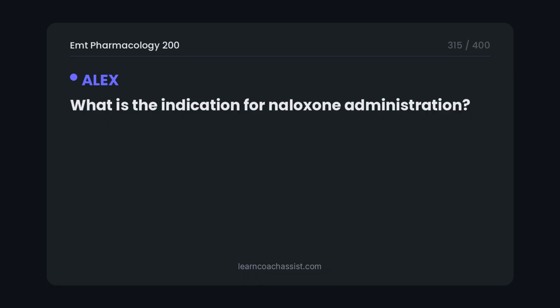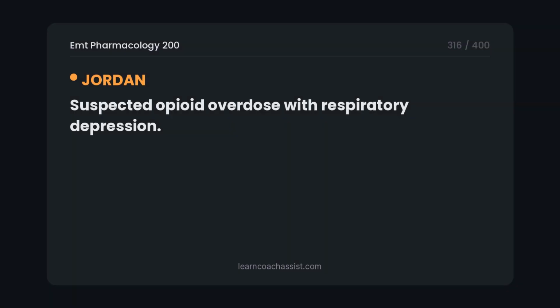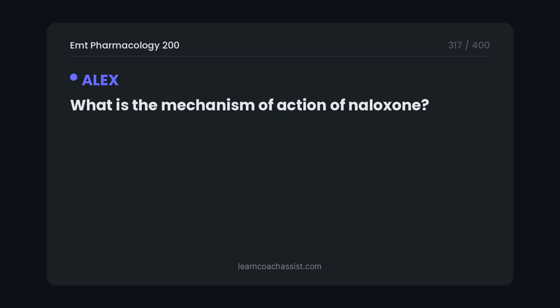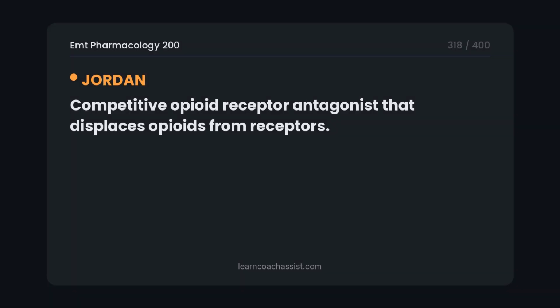What is the indication for naloxone administration? Suspected opioid overdose with respiratory depression. What is the mechanism of action of naloxone? Competitive opioid receptor antagonist that displaces opioids from receptors.